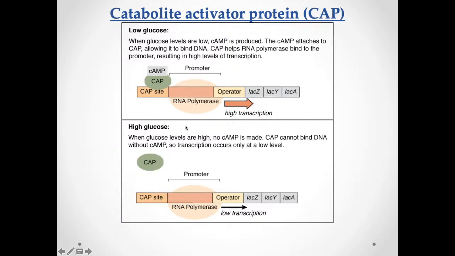But once there is high glucose, no cAMP can be produced, and that's the reason CAP cannot bind to the DNA. And without cAMP, transcription occurs only at a low level. So even though RNA polymerase will be there, it will not be as high transcription as in the earlier case, when there is low glucose, as compared to high glucose.